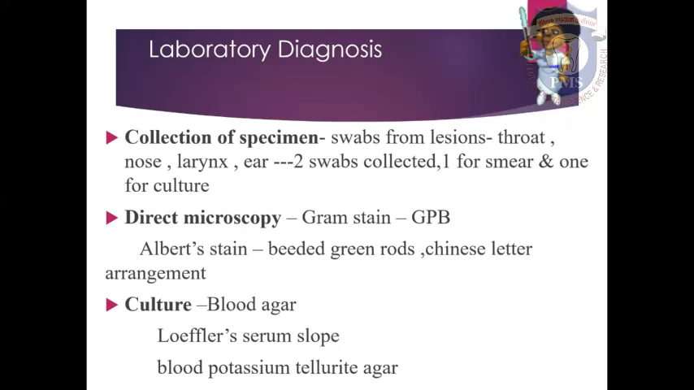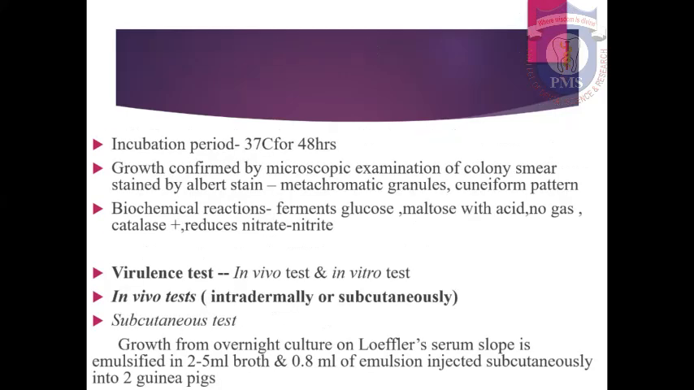Then culture on blood agar, low fluorescence serum slope, blood potassium tellurite agar. Incubation is at 37 degrees Celsius for 48 hours. Growth is confirmed by microscopic examination of colony smear, stained by Albert stain. Metachromatic granules are seen and cuneiform patterns are visible. Biochemical reactions: they ferment glucose, maltose with acid, no gas, they are catalase positive, reduces nitrate to nitrite.